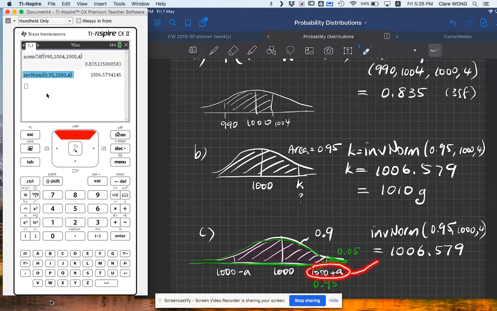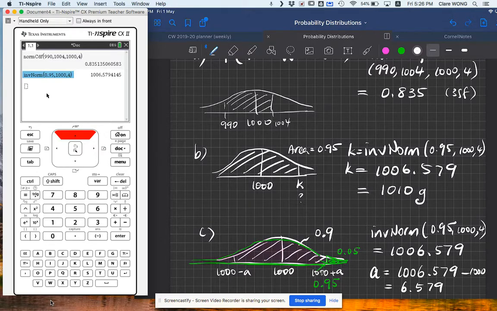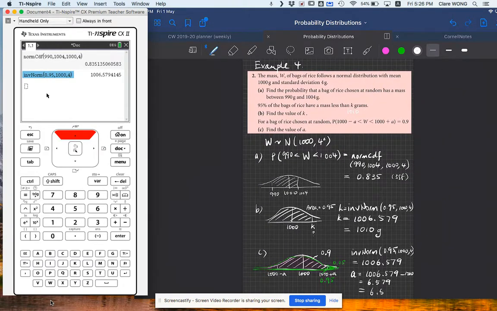So this is the same as this. In order to find out what A is, I must take 1,000 away from that value. So A must be equal to 6.579, or roughly 6.58. This is to make good use of the symmetrical property of the normal distribution.